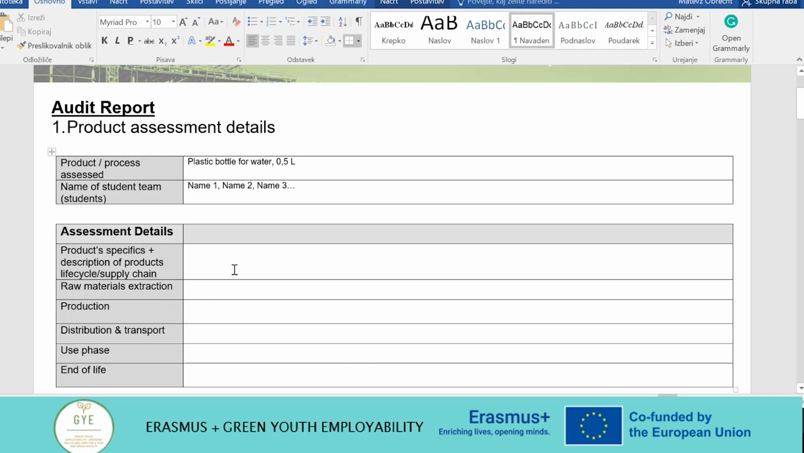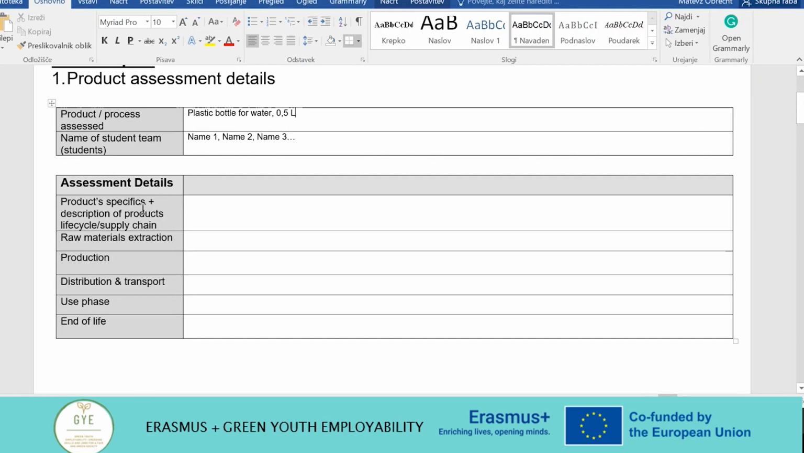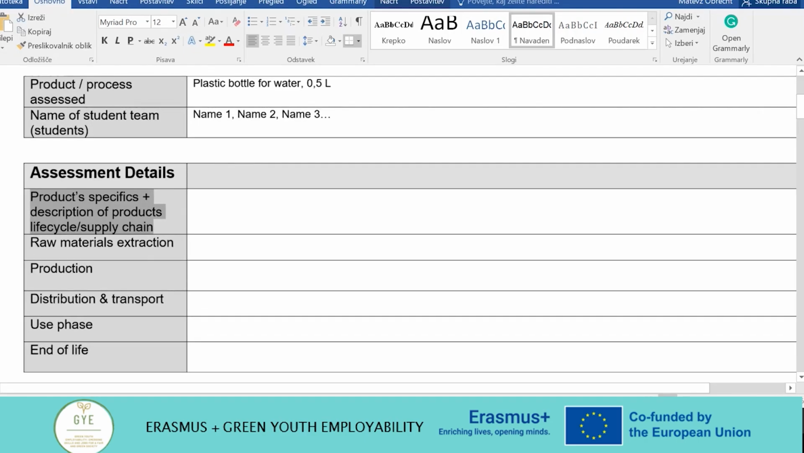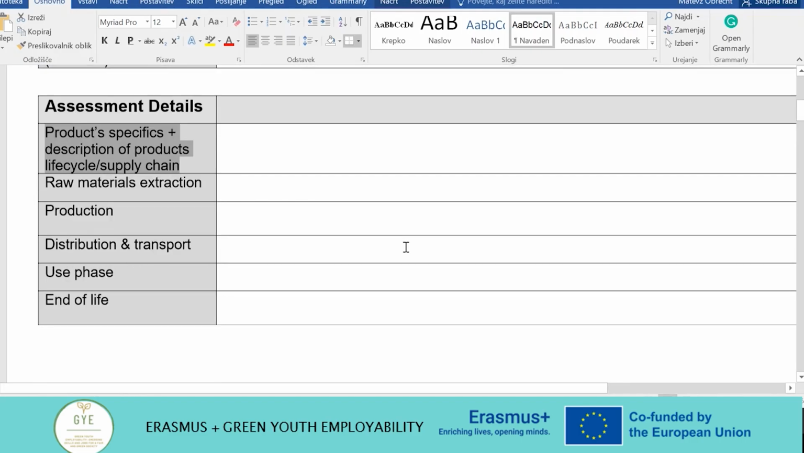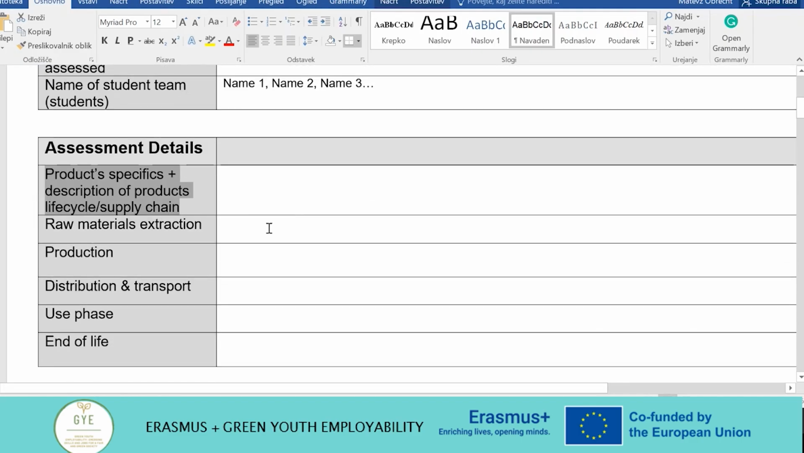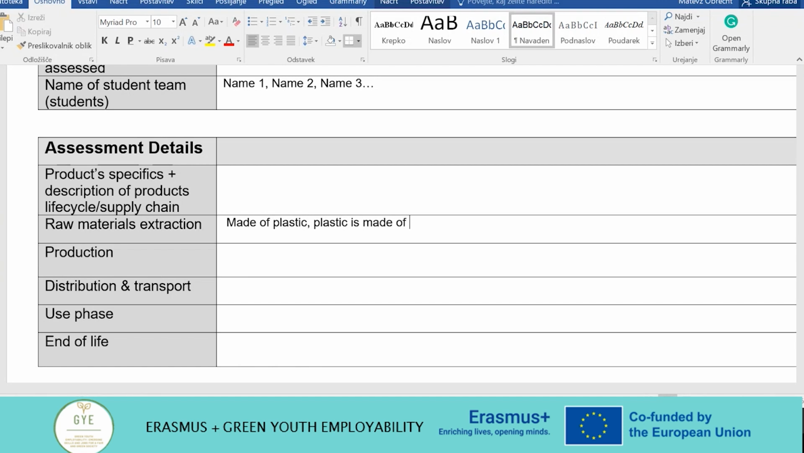So for the plastic bottle, for example, here in the assessment details, you will first define what are the product specifics. I can enlarge it a little bit so that you will see it better. So you will first define product specifics. So what is it made of? So it is made of plastic. Plastic is made of oil. So it is a derivative. It's derived from oil, for example.